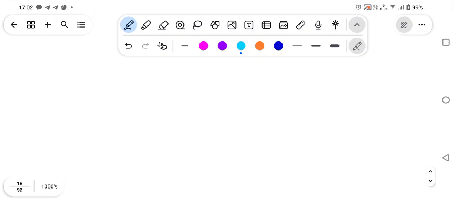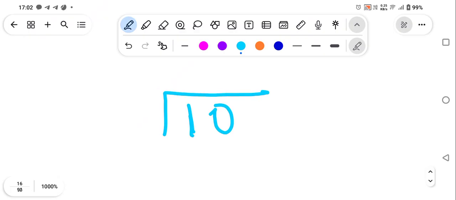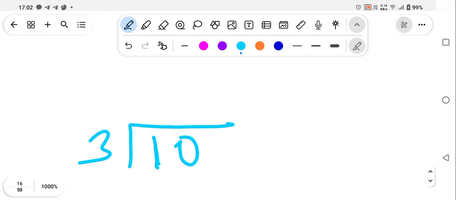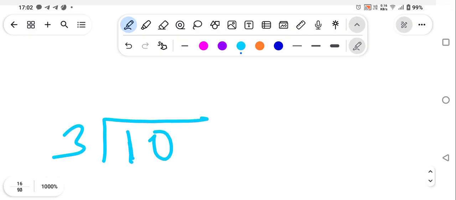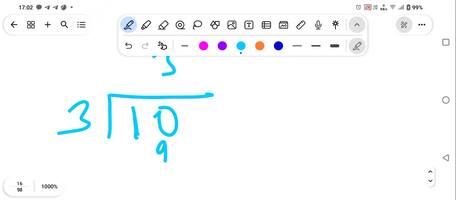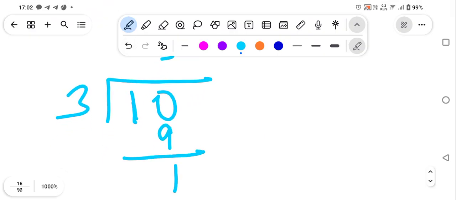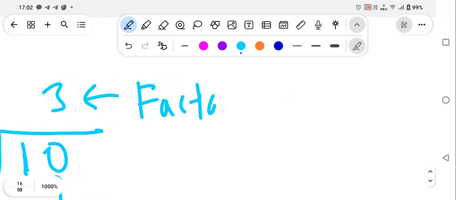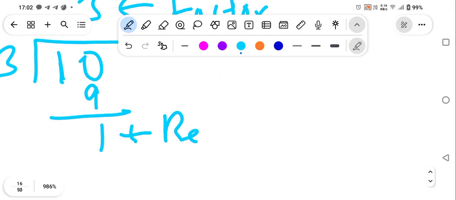Let's start by doing a warm up, shall we? So we're going to divide 10 by, let's say, 3. What is the highest factor we can do with 3? Well, 3 times 3 is 9, so we will get 1 as a remainder. 3 will be the factor, and 1 will be the remainder.